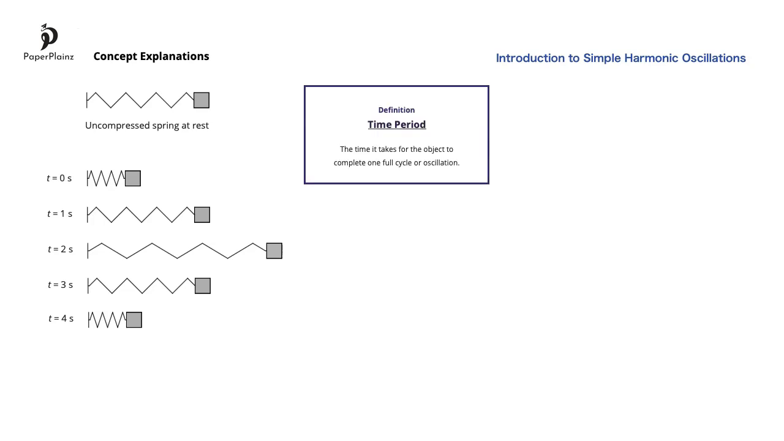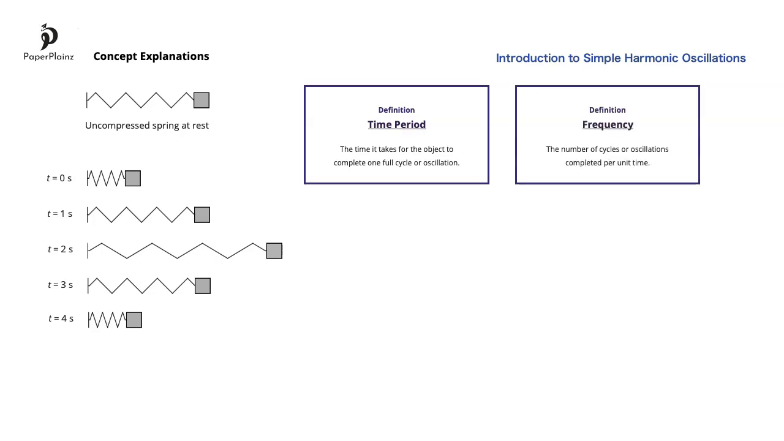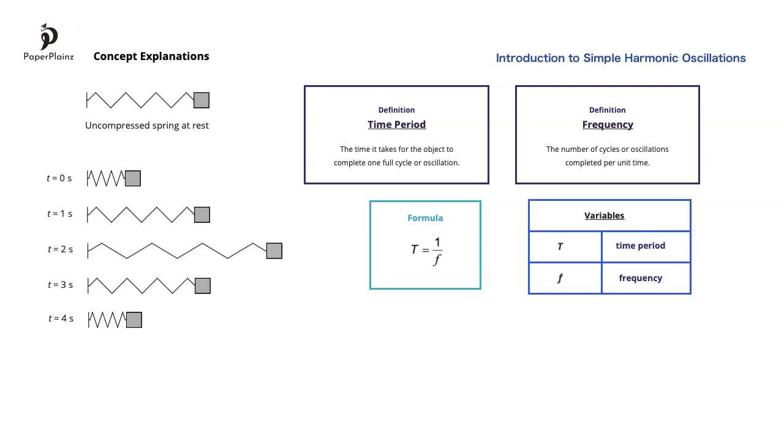The time it takes for the object to complete one full cycle or oscillation is called time period. Another related word here is frequency, which is defined as the number of cycles or oscillations completed per unit time, usually per second. This is the formula connecting time period and frequency, and for completeness, here are the variables.